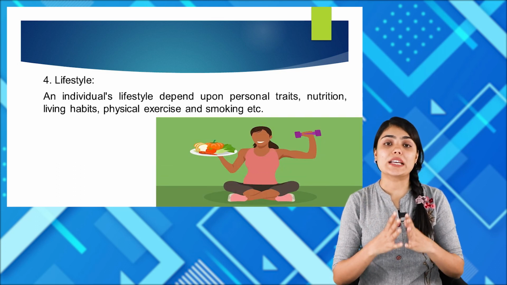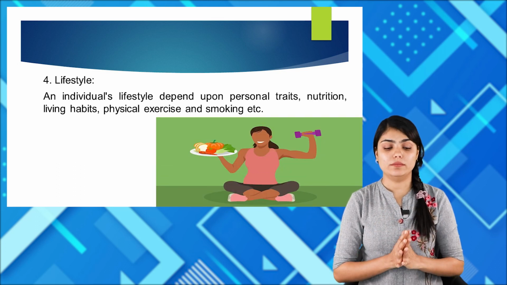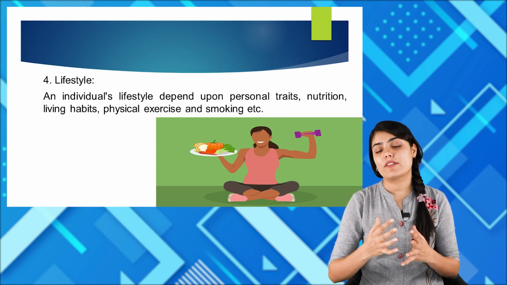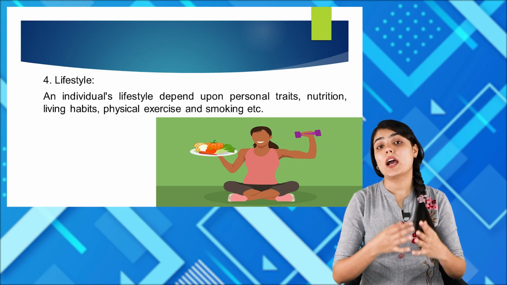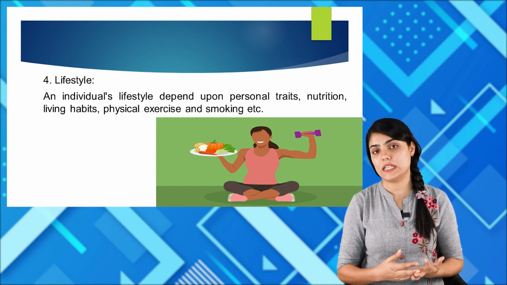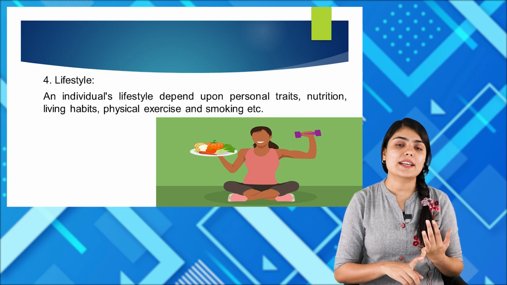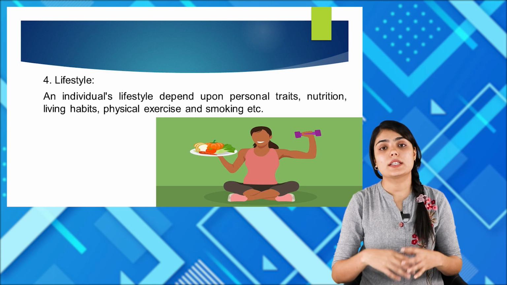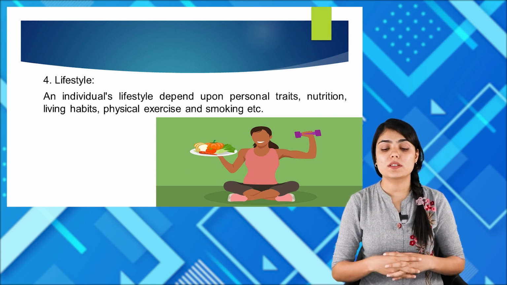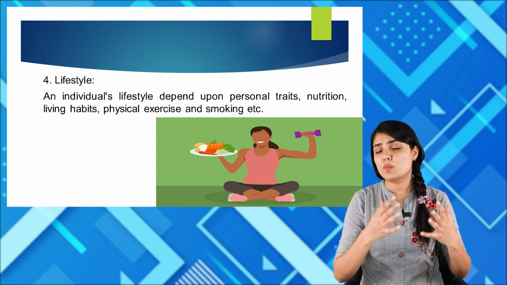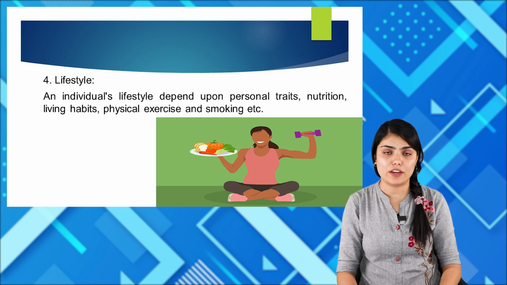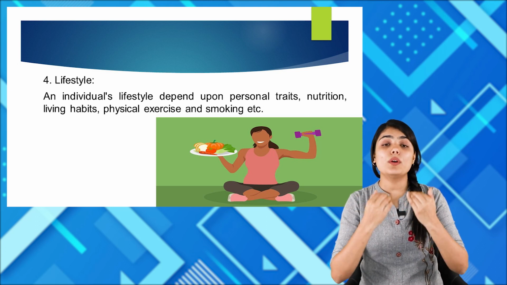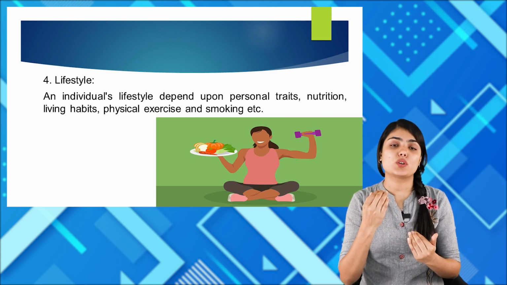The fourth factor that we have is the lifestyle of an individual. Obviously, the lifestyle of an individual also plays a major role in how the individual will respond to a disease, right? The lifestyle may include the kind of exercise the individual does, the kind of diet the individual consumes, the living habits of the individual, smoking, and personal behavior. So lifestyle also plays a major role in how the individual will respond to the invasion of microorganisms.